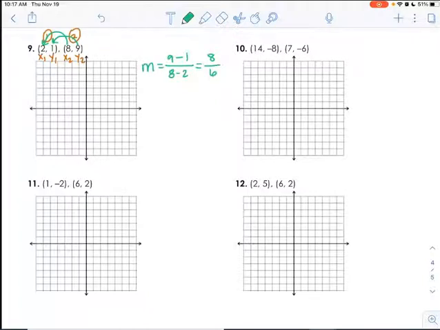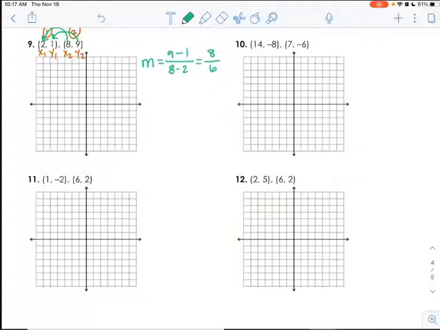For step 3, all I need to do is ask myself, can this be simplified? Both the top and bottom can be divided by, sorry, not 4, whoops. Both the top and bottom can be divided by 2. 8 divided by 2 is 4. 6 divided by 2 is 3. So our simplified fraction would be 4/3.